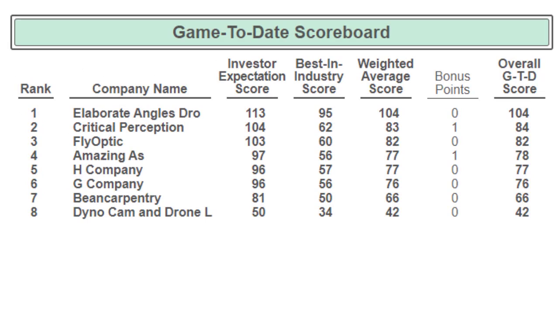Next, we have the game to date scoreboard, which since we have only had 1 practice round, is all the same except for the teams that actually gained a bonus point. So Team E still at 104, C's at 84, F 82, A 78, then we got H at 77, G at 76, B at 66, and D at 42. I already told you how I felt about the score, so I don't have to go over that again. Then again, I'm going to keep on emphasizing this was just a practice round, so just improve. That's what I'm looking for.